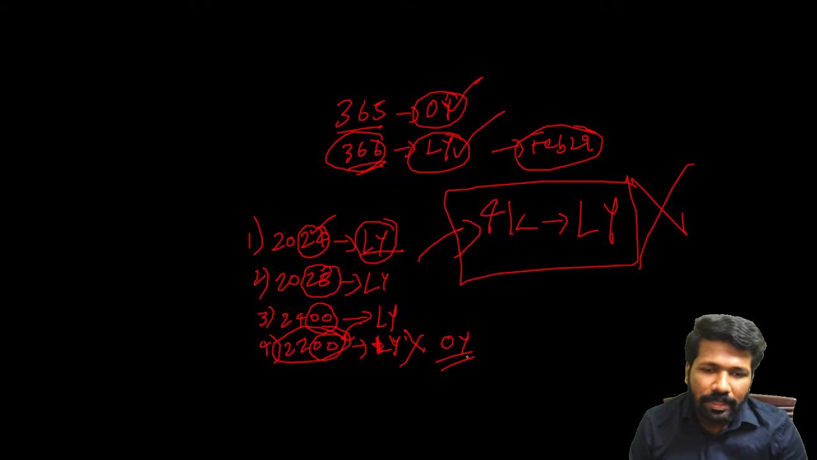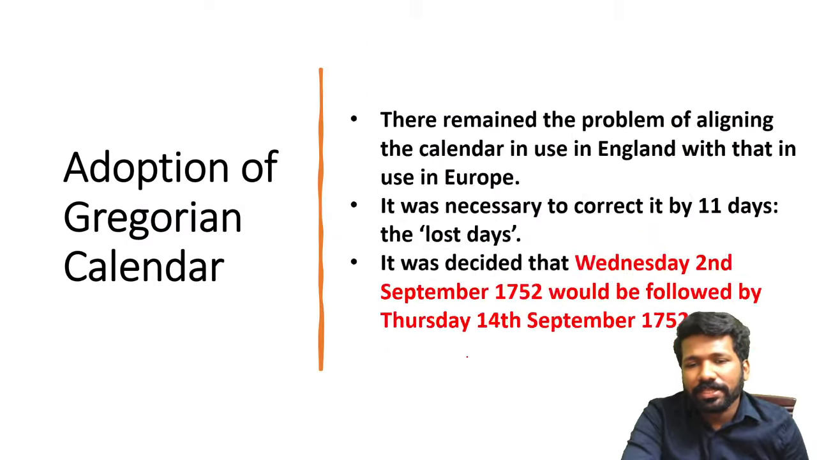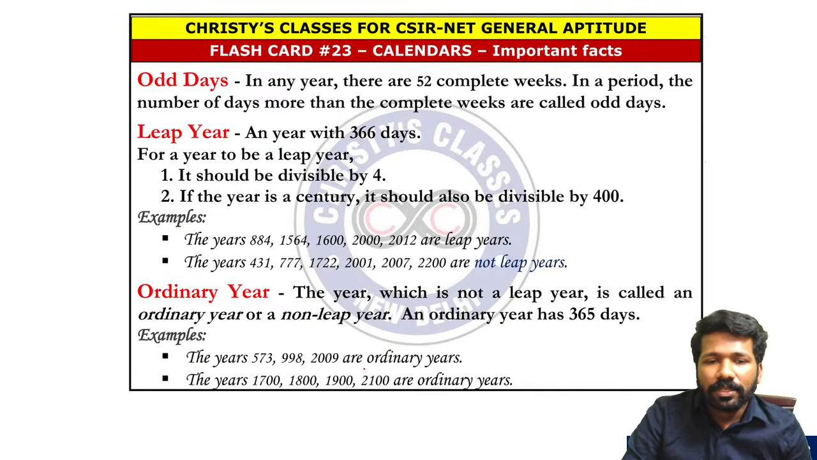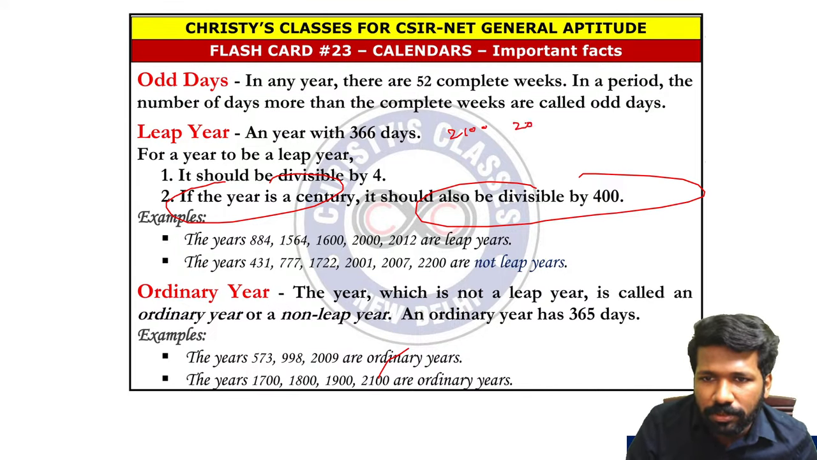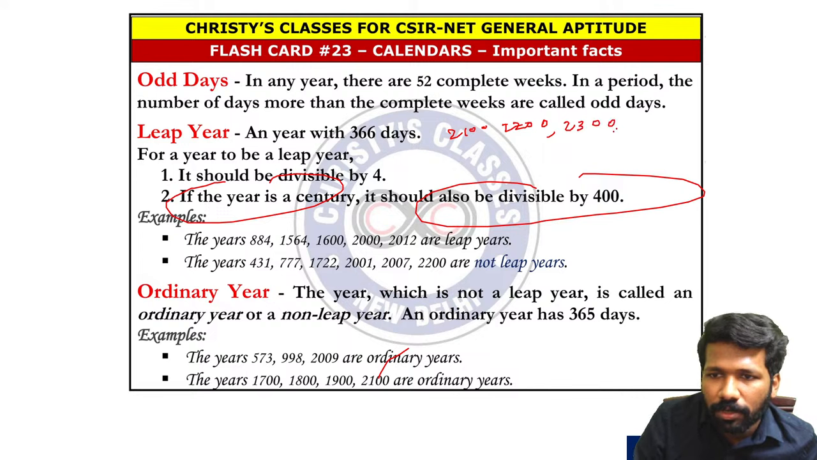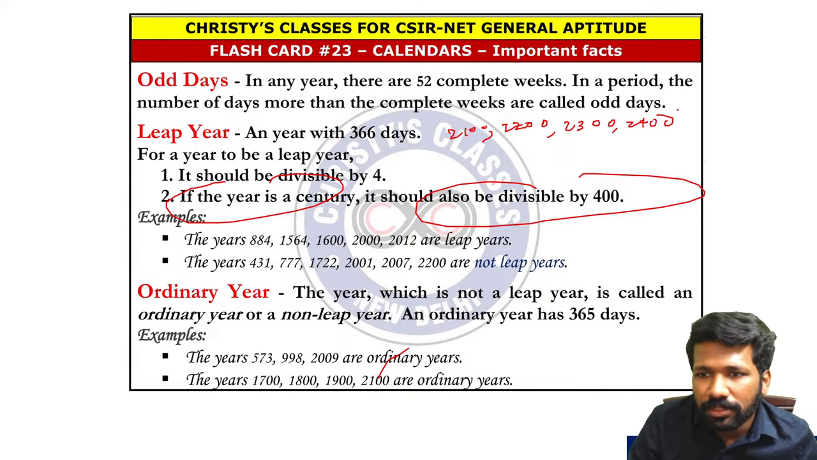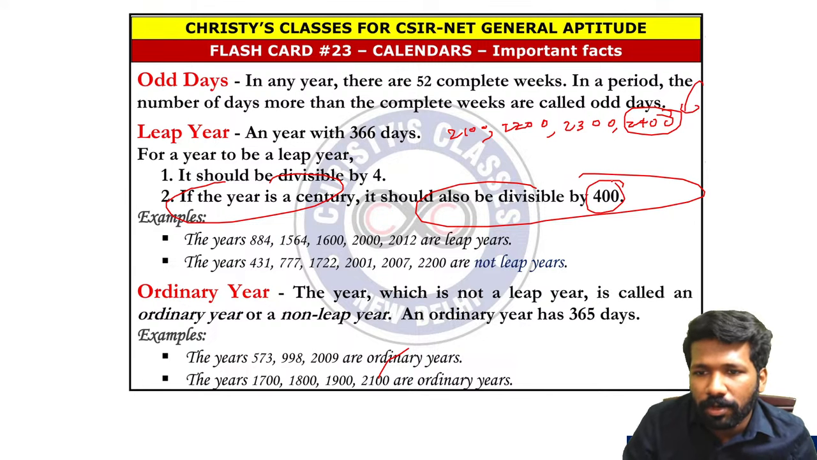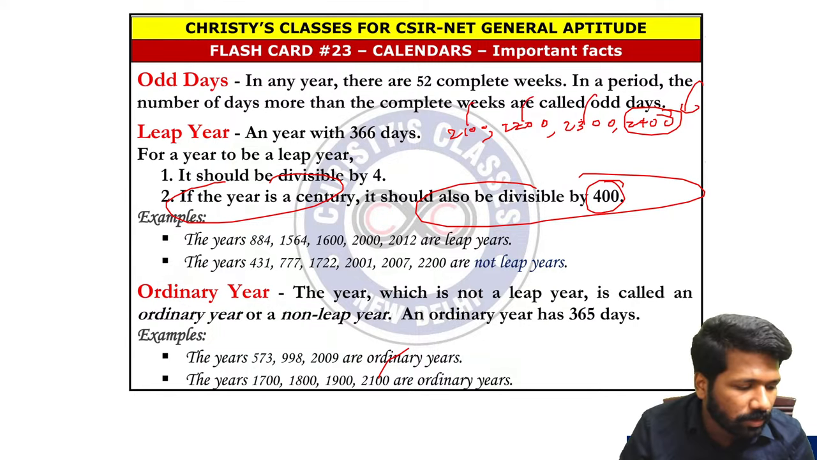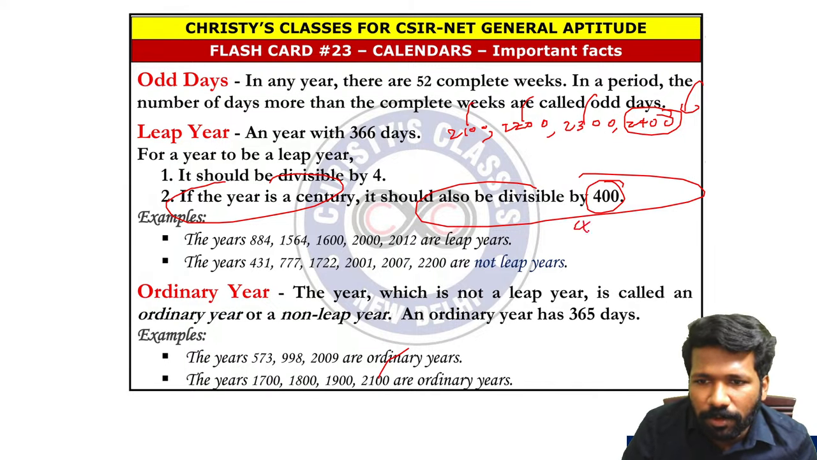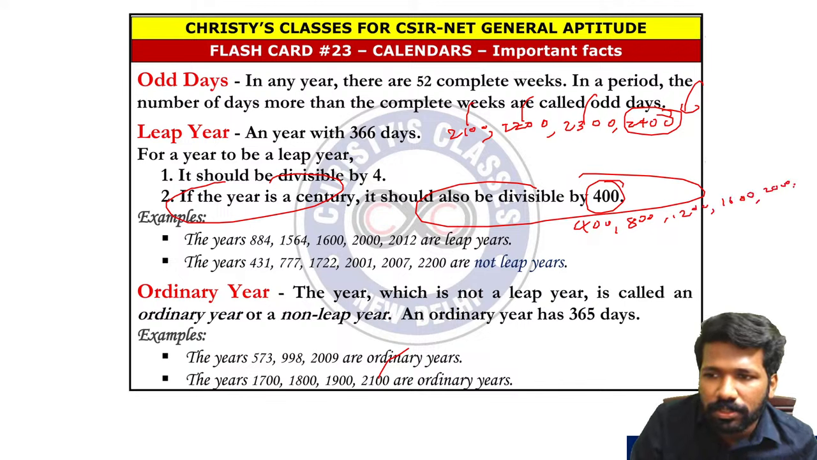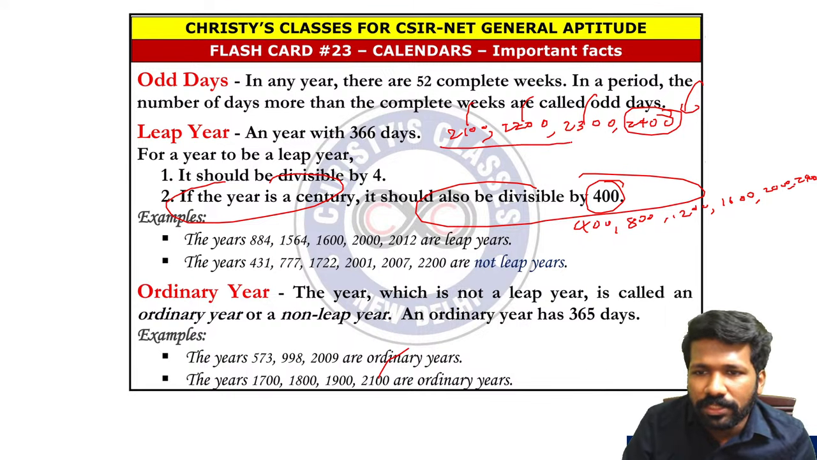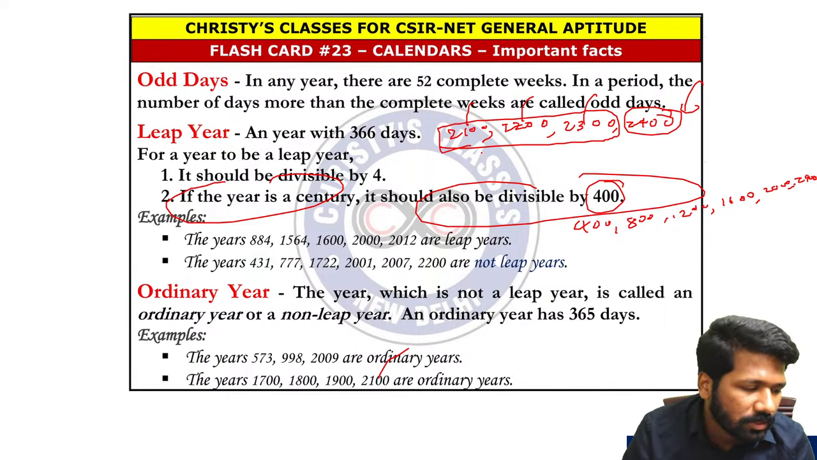Why? Because there is a second criteria for a leap year. If the given year is a century, it should be divisible by 400 also for it to be a leap year. A century means 2100, 2200, 2300, 2400, all these are centuries. In this, 2400 is a leap year because it is a multiple of 400. But 2100, 2200, 2300 are not multiples of 400. Multiples of 400 means 400, 800, 1200, 1600, 2000, 2400, etc. So these three, even if they are multiples of 4, are not leap years.